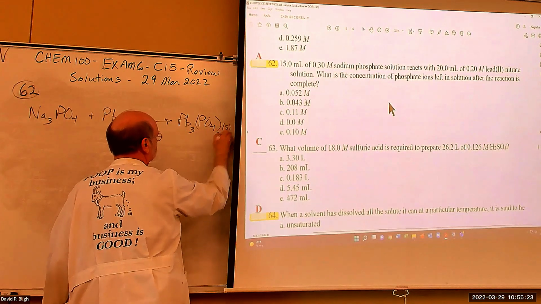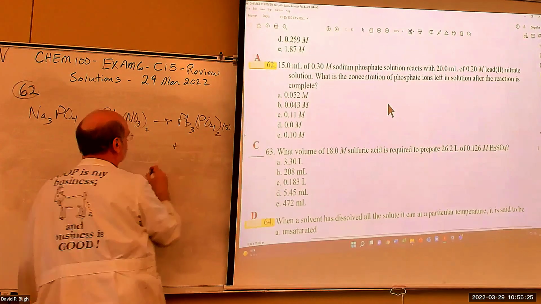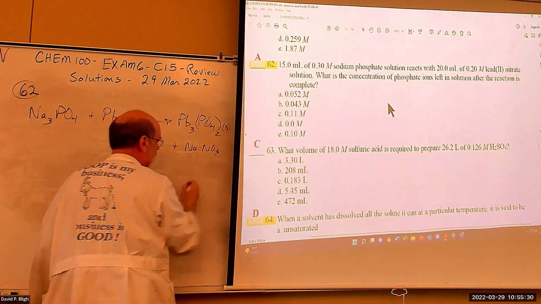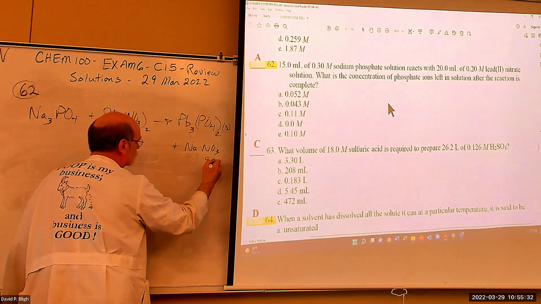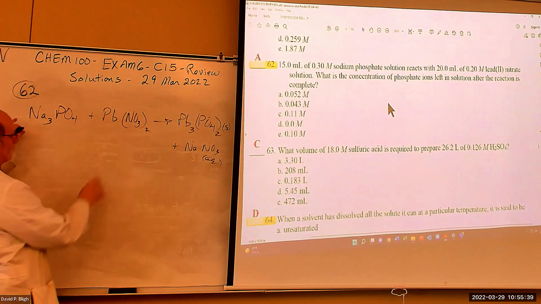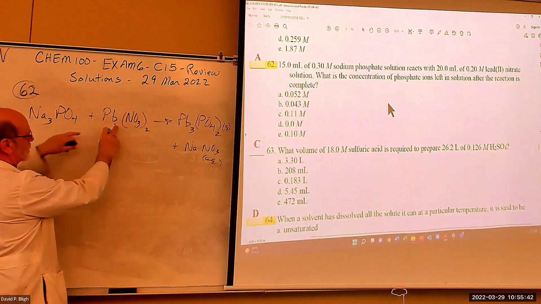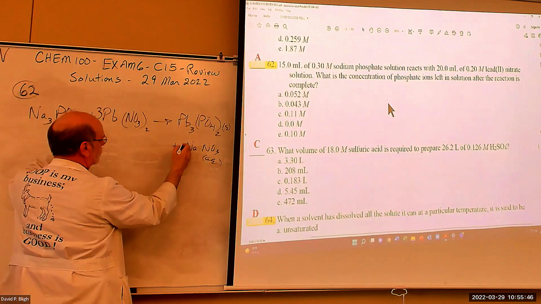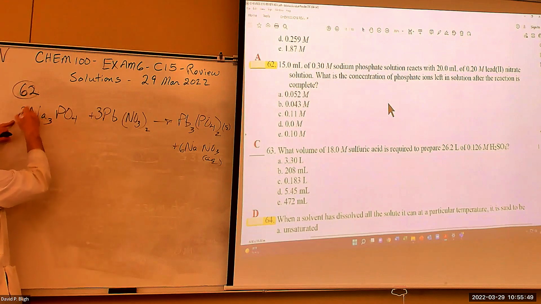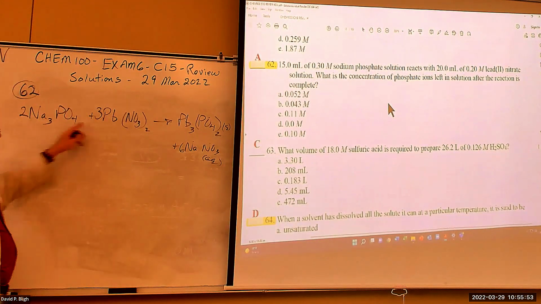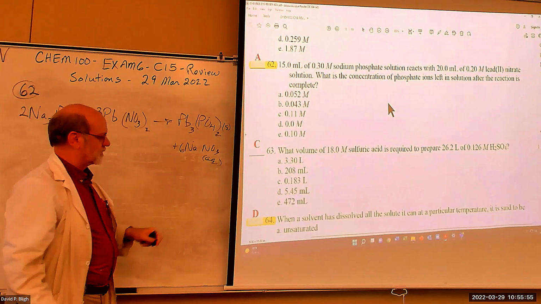That's a solid. And then you're going to have sodium nitrate left over. So this one, aqueous solution. These are both aqueous. So this one you would have to balance. Let's start with lead. 3 leads means 6 nitrates. 2 here, 2 phosphates. 2 phosphates, 3 leads. Okay, balance: 2, 3, 1, and 6.